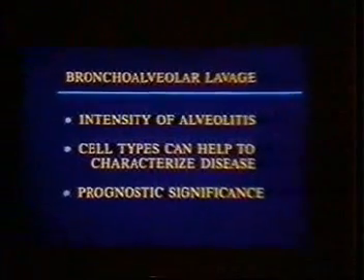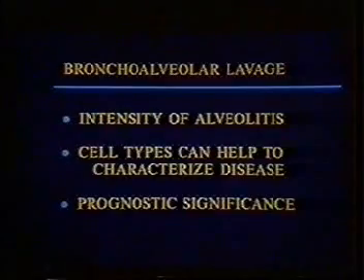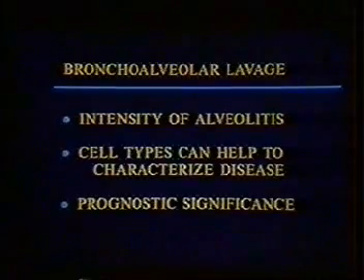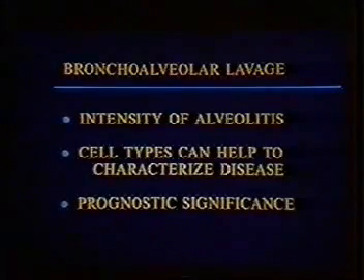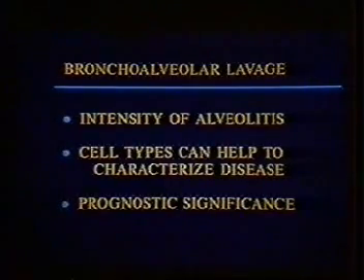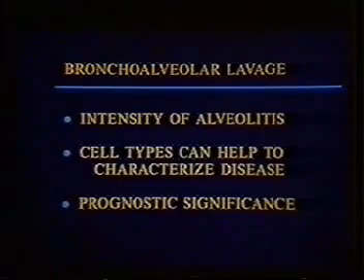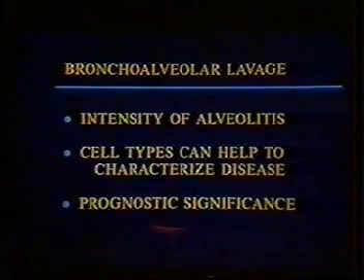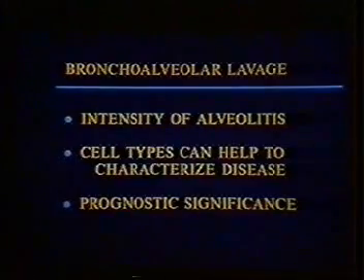Bronchoalveolar lavage we've mentioned several times, and is based on sampling these alveolar cells, which are so important in the pathogenesis of alveolitis. As I mentioned, it gives a very good reflection of the intensity of the alveolitis. The type of cell which we find on bronchoalveolar lavage can help to characterize the disease. As I mentioned, in sarcoid it tends to be a lymphocytic predominance, especially T lymphocytes in the lavage, while in IPF in general it will be neutrophilia. And the type of cell and the intensity of alveolitis has important prognostic significance.